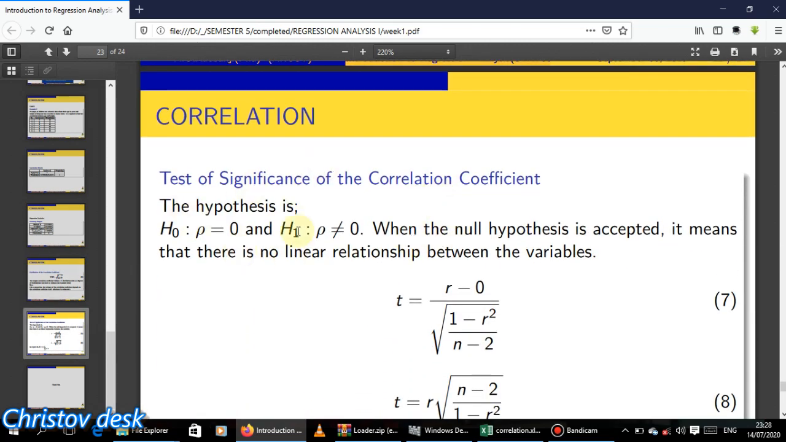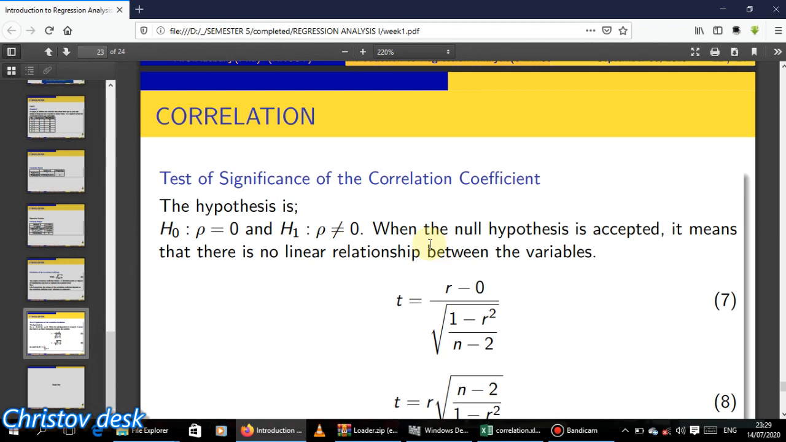So this is a typical example. You want to test the hypothesis that rho is 0 against rho is not equal to 0. So you are trying to find out whether, given a certain sample estimate r, the population parameter is different from 0, depending on the value that you have at hand from the sample. Okay, so you want to test that hypothesis.